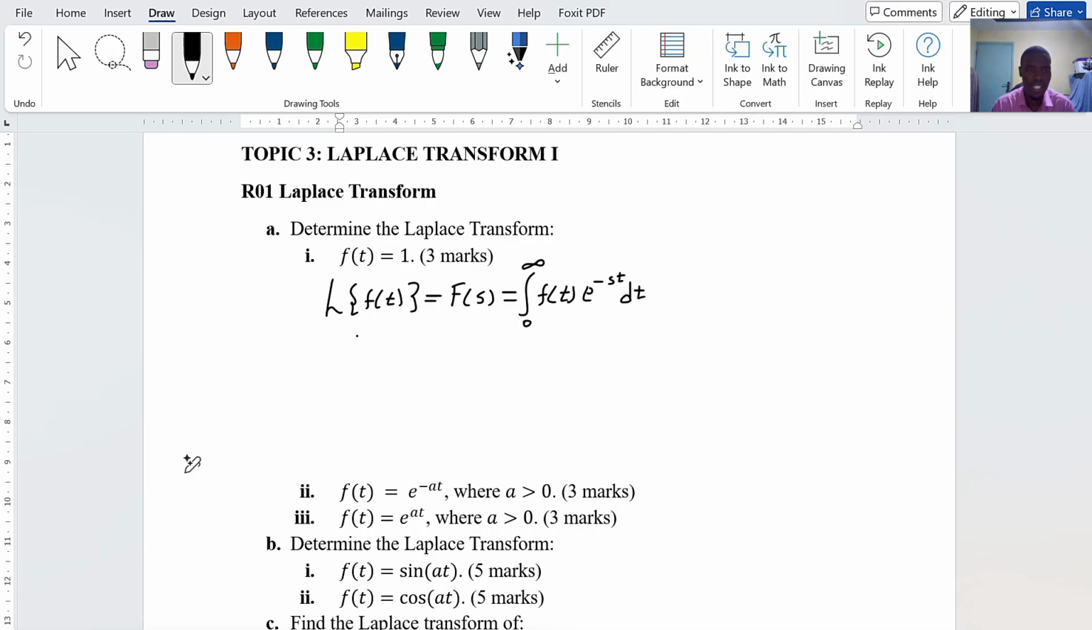So once we have this, we can substitute our f of t, which is 1. So we are integrating from 0 to infinity 1 times e to the negative st, then dt. Remember, we are integrating f of t times e to the minus st, and f of t is 1. So we just put it there. Now this is simply the same as integrating from 0 to infinity e to the negative st dt.